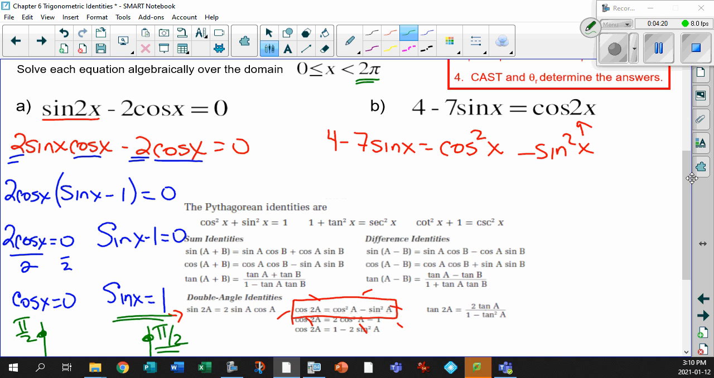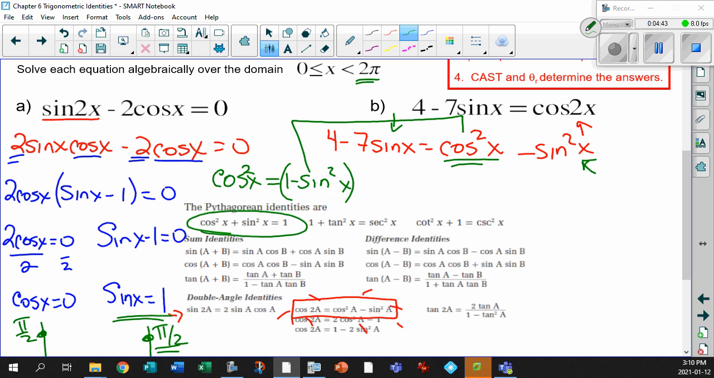Okay, perfect. Now, since I don't have any more identities to play with, well, actually I do. I have one more. Notice how this is in terms of sine, this is in terms of sine, but this is in terms of cosine. One more time, let's use the Pythagorean identity here, and realize that cos squared x equals 1 minus sine squared x. Beautiful. So let's just take this and substitute it in. That leaves this as still 4 minus 7 sine x. This now becomes 1 minus sine squared x, minus sine squared x.